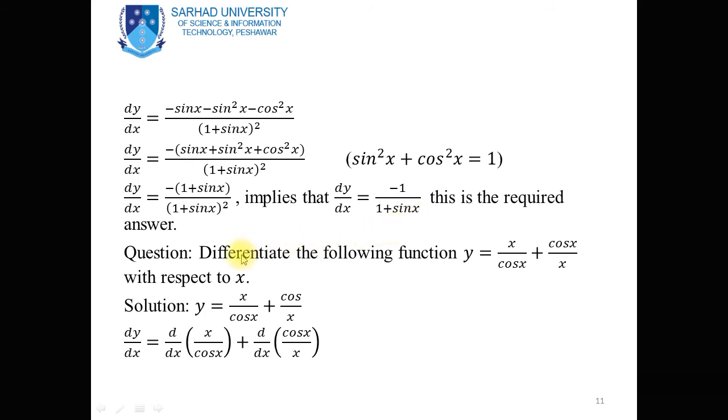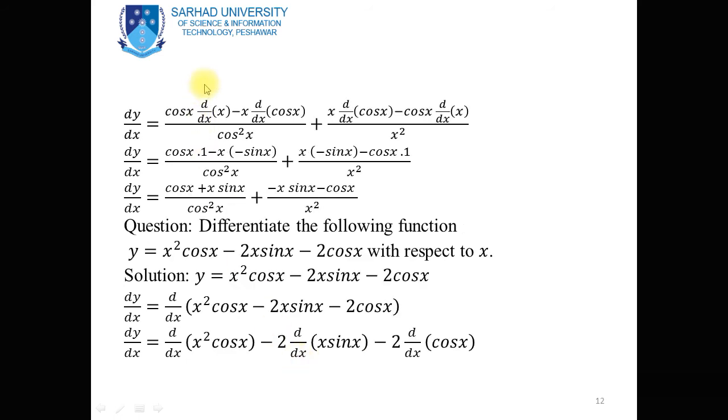Now dear students, another problem, to take the derivative of the function y is equal to x divided by cos x plus cos x divided by x, with respect to x. Now dear students, in this first term there is the quotient rule, and in the second term there is also the quotient rule. Now first of all, taking the derivative of the problem with respect to x, we know that it is the derivative of x by cos x plus the derivative of cos x by x.